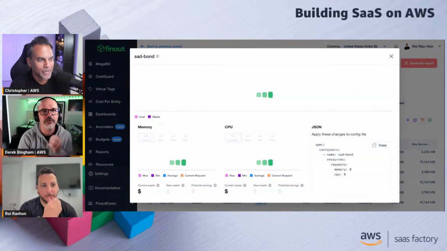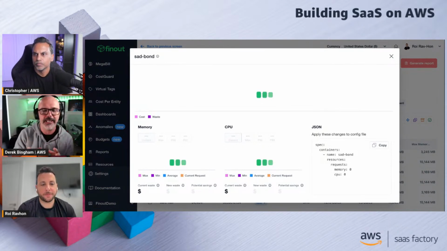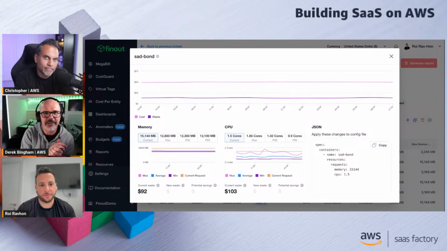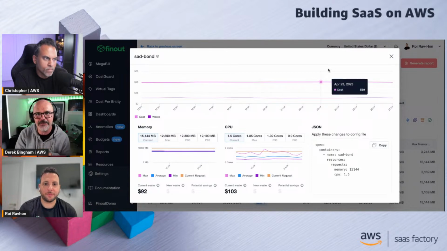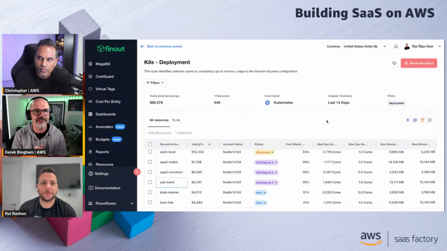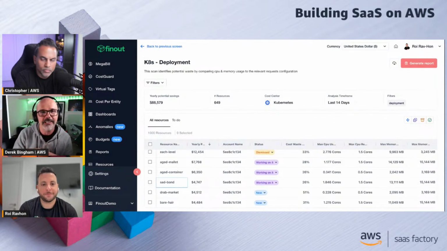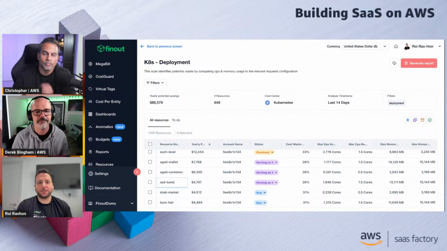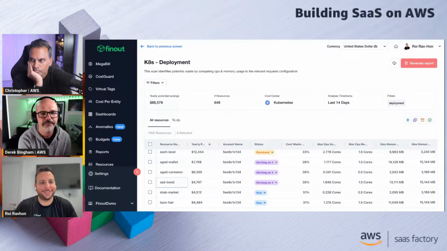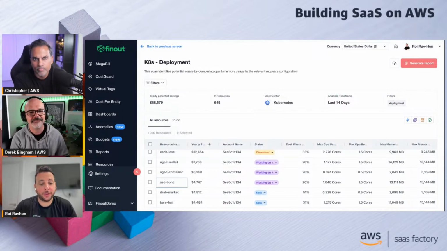So the cost, right? I actually was on a call just before this stream, and we talked about data transfer costs, and they seem to be the mysterious data transfer costs. Is there anything that Finout can do to highlight those? Yeah, so data transfer is always one of the most asked questions in demos. It's a cost that is very, very hard to allocate.